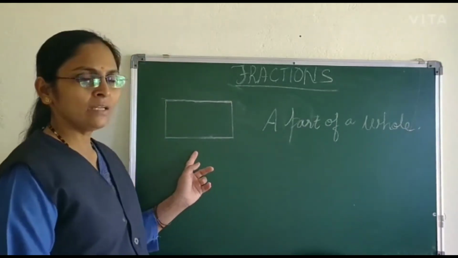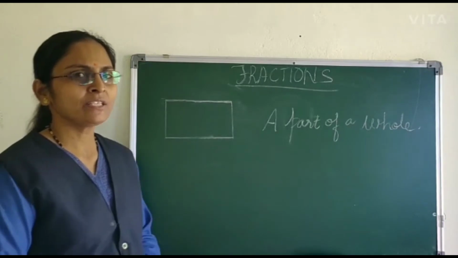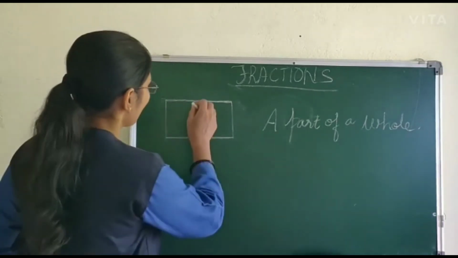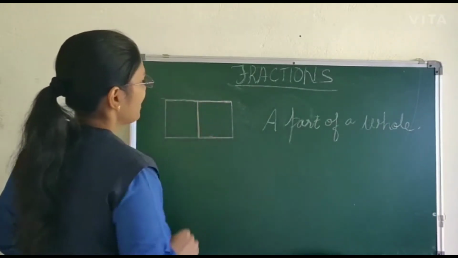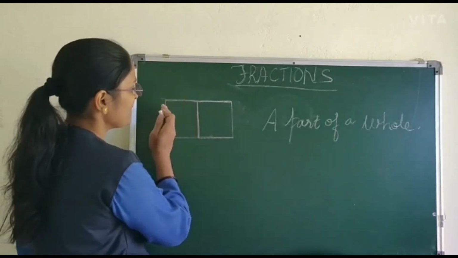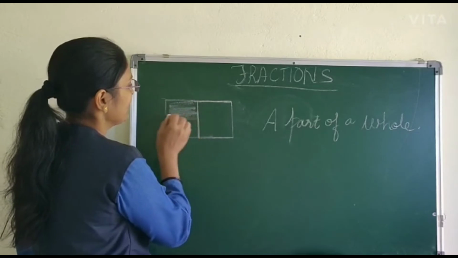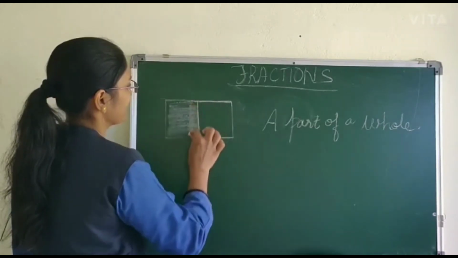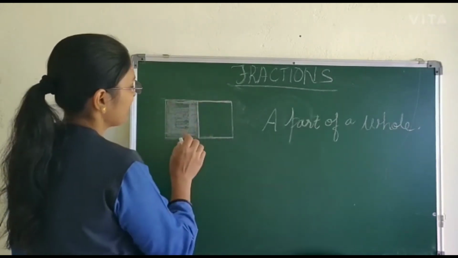See, this is a rectangle. I am dividing it into two equal parts. Now shade half of it. This is 2, so half of it is this much. I am shading this. So this shaded part, what is this?